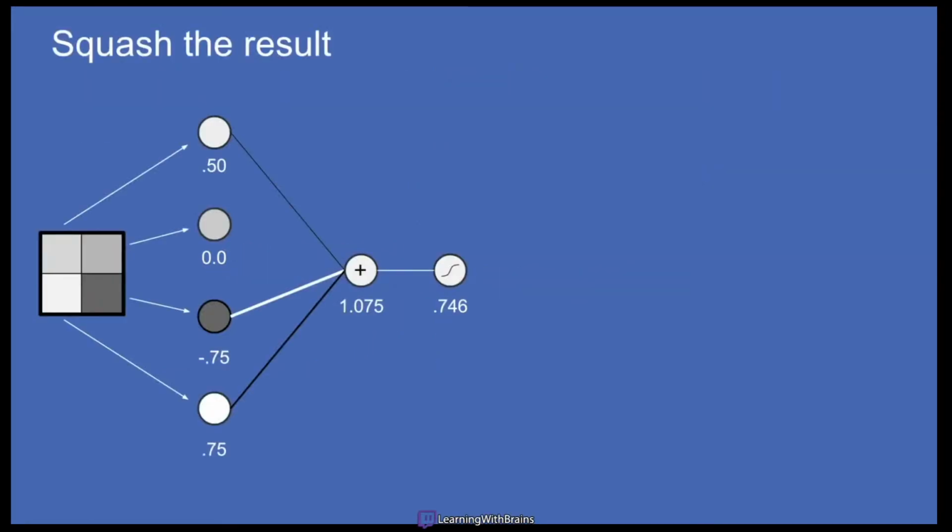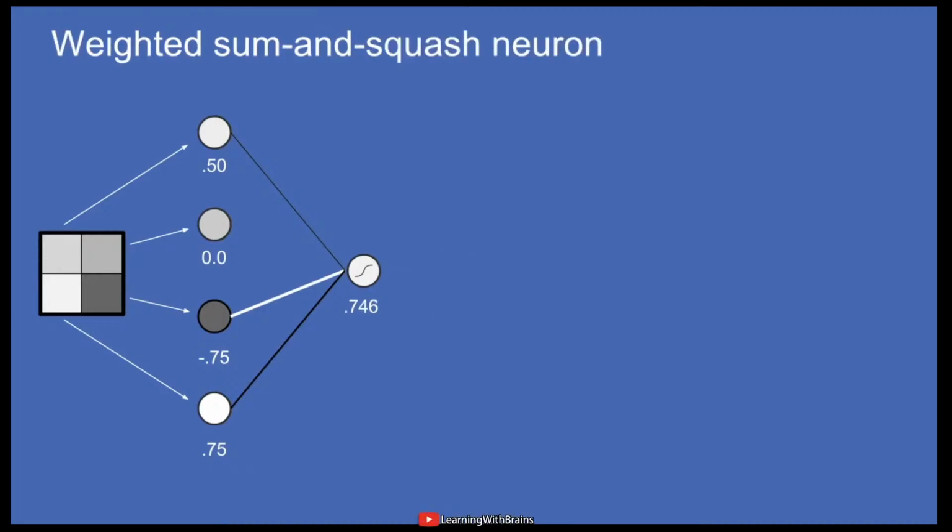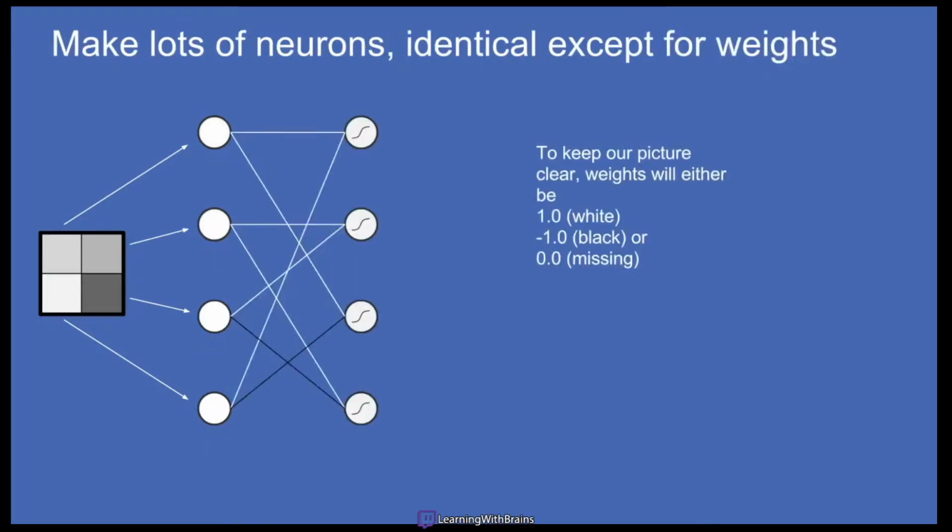So after you sum the weighted values of the neurons and squash the result, you get the output. In this case, 0.746, that is a neuron. So we can collapse all that down, and this is a neuron that does a weighted sum and squashes the result. And now instead of just one of those, assume you have a whole bunch. There are 4 shown here, but there could be 400 or 4 million.